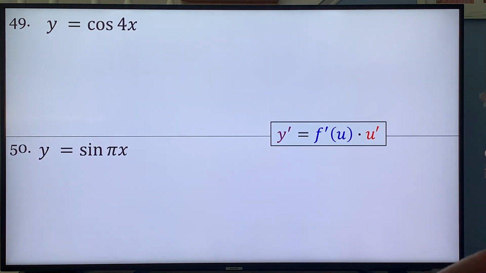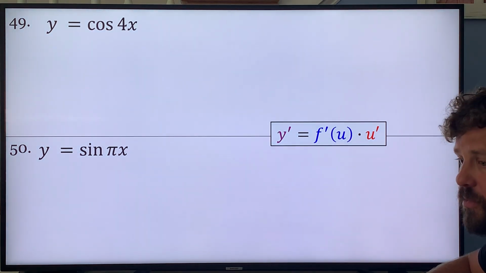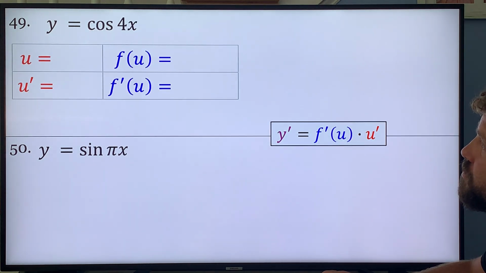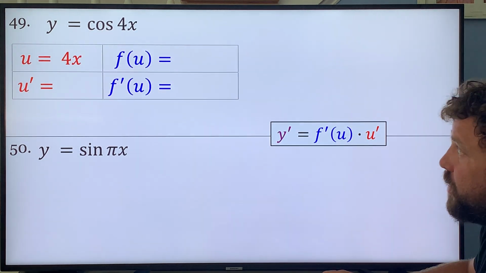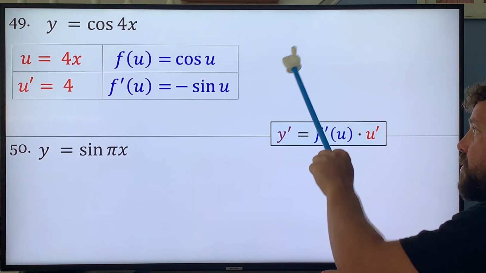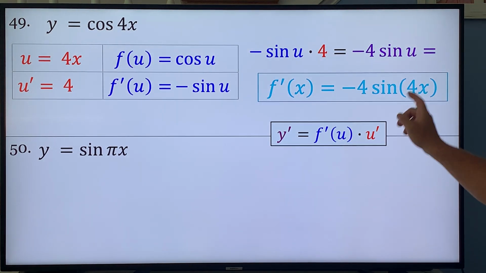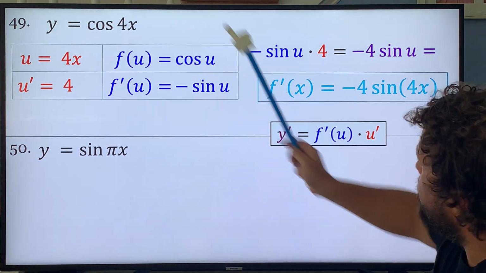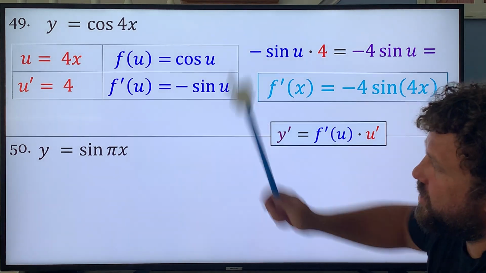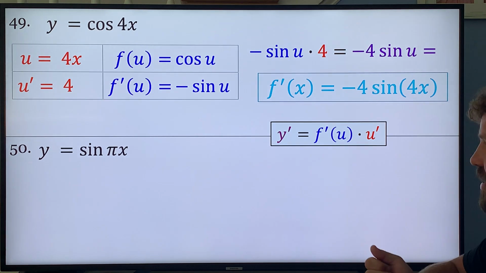All right. Cosine 4x. What do you got? Anything good? What's u? 4x. F of u is cosine u. 4, negative sine u. Negative 4 times sine u, so the answer is negative 4 sine 4x. Once again, derivative of 4x is 4. Derivative of cosine is negative sine, and you keep the inside function. All right. Now you're like, this is easy.